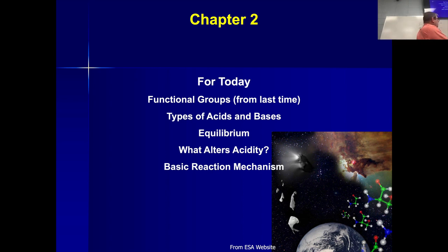Okay? So, with that out of the way, let's jump in today into chapter 2. And we're going to pick up a little bit with some functional group talk. We're going to talk about types of acids and bases. We're going to talk a little bit about equilibrium. We're going to talk about what alters acidity. Not all acids are the same. And we'll talk a little bit about some basic reaction mechanisms. Okay?